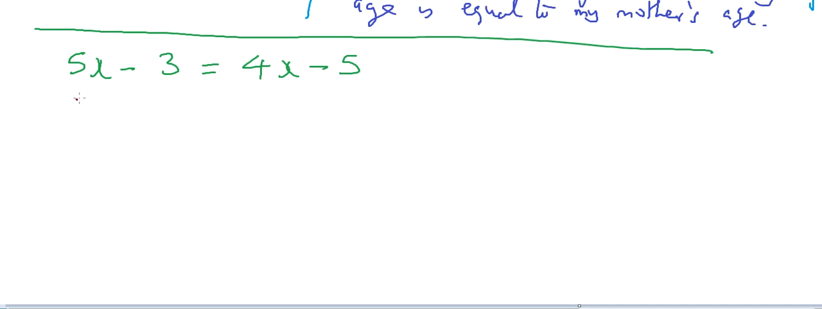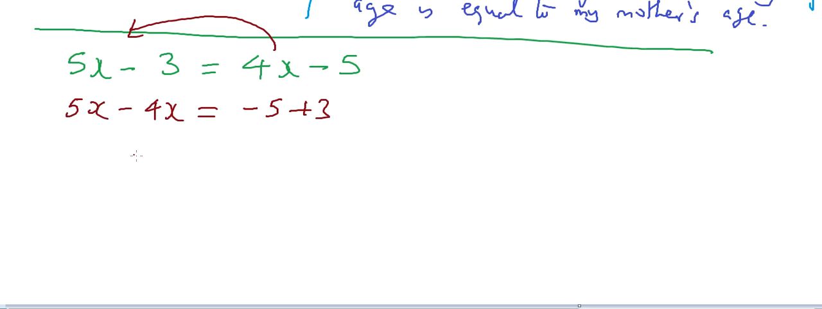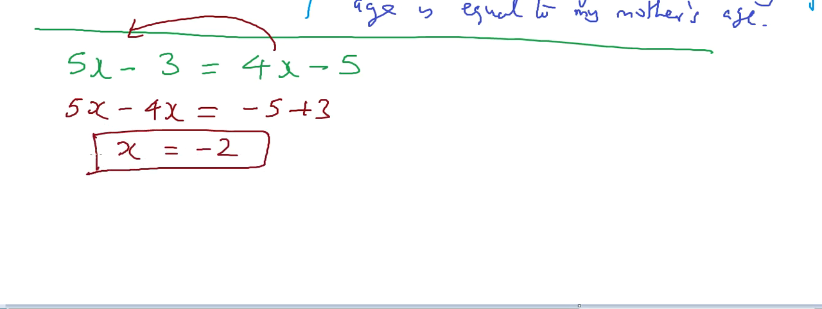So now here 5x is already here, so no change in sign. Then now 4x comes to the other side. So 4x becomes minus 4x here. So that's equal to, here minus 5 is already there, same side. So now we need to move minus 3 to the other side, so it becomes plus 3. So if you simplify, 5x minus 4x is x, equal to minus 5 plus 3, which is minus 2. So this is the solution. The value of x in this case is minus 2.